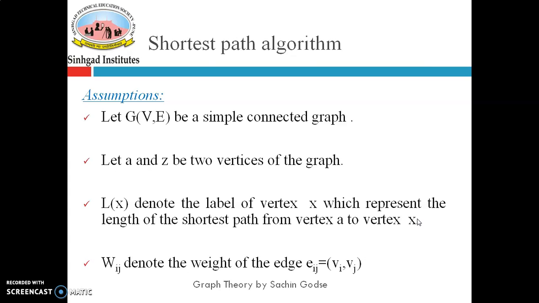So Lx, we are giving the label to the vertex X, which is the length of the shortest path from vertex A. That is nothing but Lx. Then Wij denotes the weight of the edge Eij equal to Vi to Vj, meaning whatever edge has terminal vertices Vi and Vj, its weight is denoted by Wij.